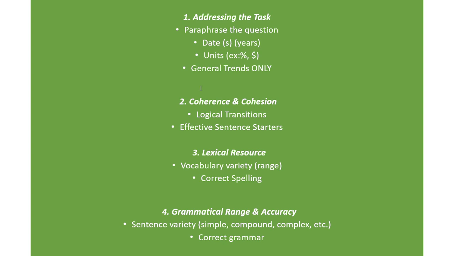Second part, coherence and cohesion. You have logical transitions. We've talked about vocabulary. You have articles. You have all you need. You don't need to memorize every single word that's on there. You can use just 2, 3, and then just keep recycling them throughout your essay. So just keep reusing them. So logical transitions and effective sentence starters, that was part of a lecture, and there's an article on it too.